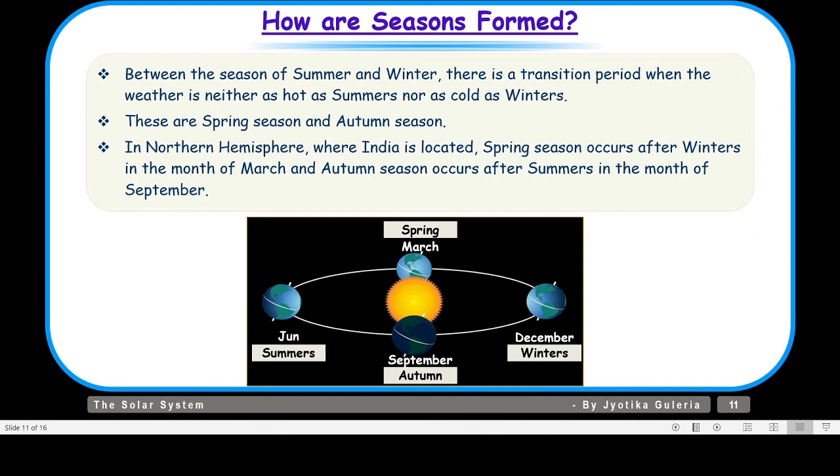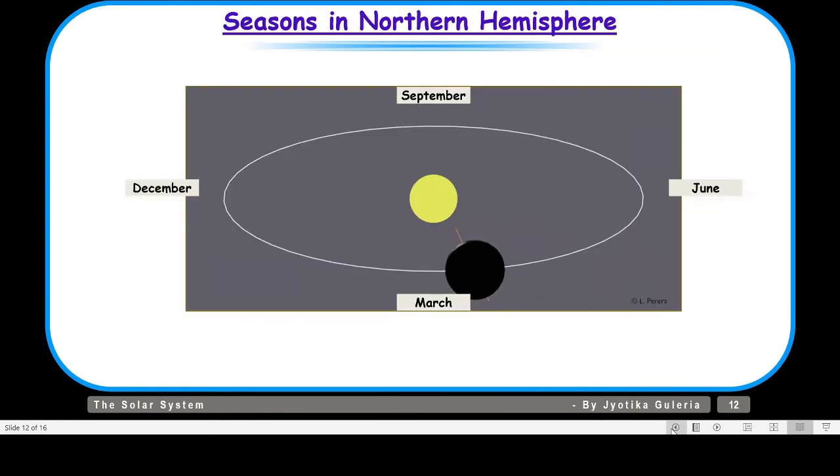In the northern hemisphere where India is located, the spring season occurs after winter in the month of March. That is, we experience winters in the month of December and spring comes in the month of March. That is after the winter season. And the autumn season occurs after summer in the month of September. We know that we experience the summer season in the month of June and autumn comes after June, that is in the month of September. So children, now let us try to understand these seasons with the help of this diagram.